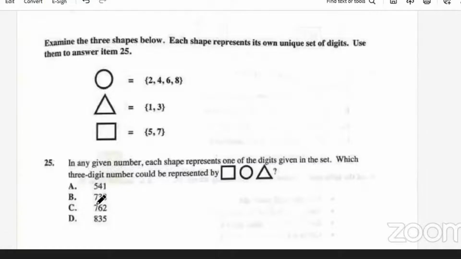Okay, so we already have our answer, but let's just try one more just to see. Could it be 7 for the square? For a circle, they have a 3 in the second digit, but for a circle we only have even numbers, so B would have been incorrect. C, again 7, that's a possibility for the square. The second number is a 6, so that's a possibility for the circle. But for a triangle, the only options are 1 or 3, and they have 2, so that's not correct either. So our answer is A.